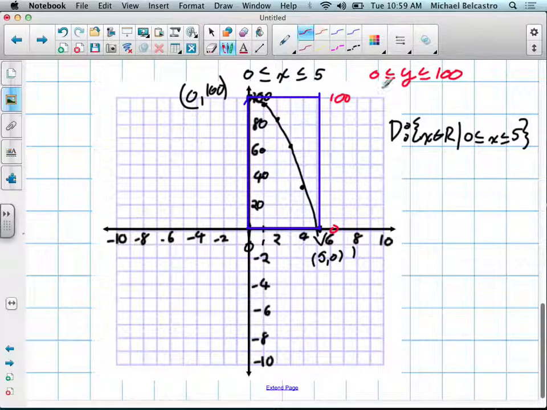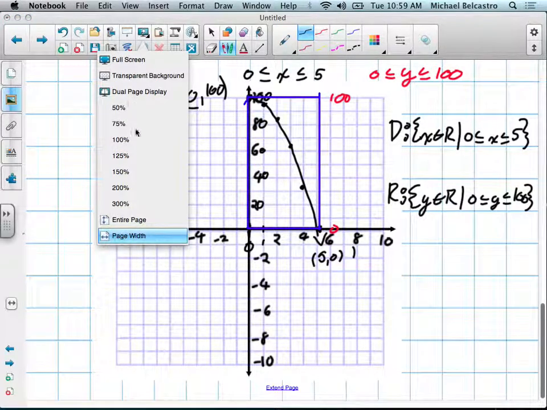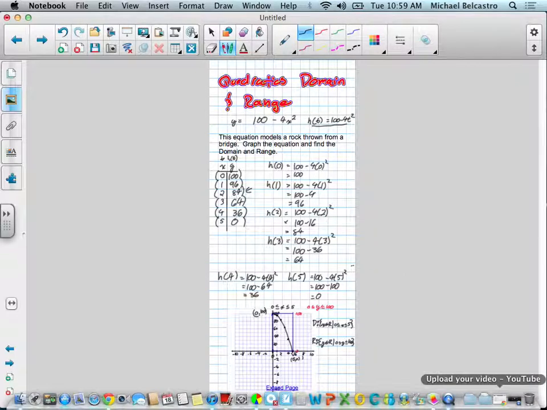So when we go to write our range for this function, because it's continuous, we start with y is the element of all real numbers, such that, and in this case, y has to be greater than or equal to 0, and less than or equal to 100. That is the domain and range of a function that has restrictions. Okay? I boxed it out to help me make sense of where this only exists.